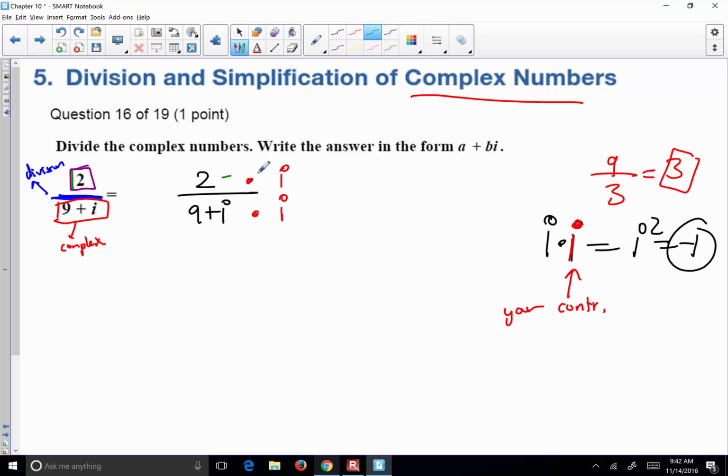Let's do it. What is 2 times I? 2I. How do you multiply 9 plus I and I? Here is the wrong way. Most people think 9 will stay as it is, and this I and I will make I squared, and I squared is -1. 9 minus 1 is 8. We are done. Most people think this is the way to do it. It's wrong. Where is the mistake here?